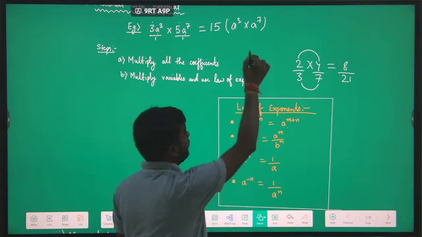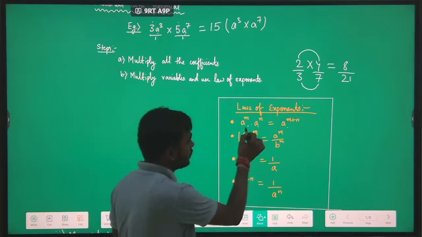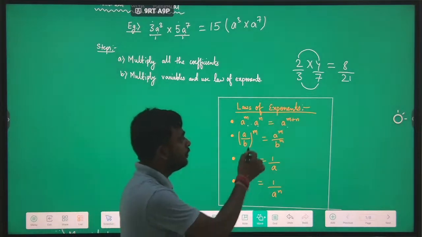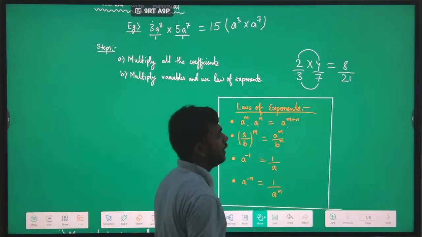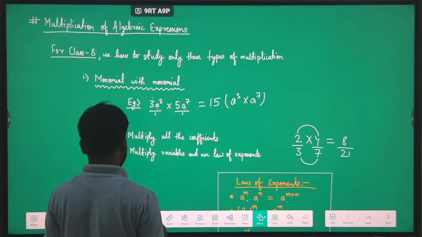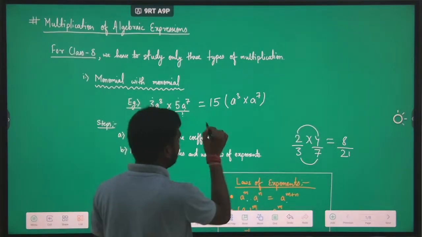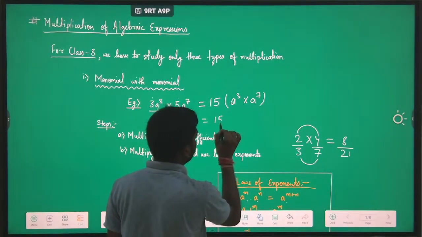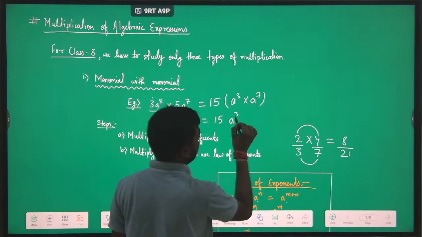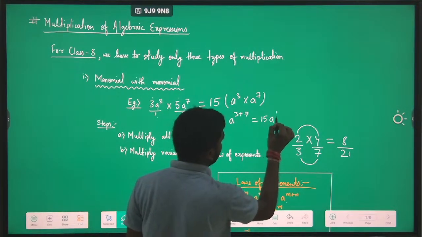For example, we are getting a to the power 3 into a to the power 7. So it is of this type, a to the power m into a to the power n. So what will we get? We will get a to the power m plus n. So here the value of this monomial multiplied with this monomial will be 15, the base will be the same and the powers will be added. 3 plus 7 will be 10. So it will be 15 a to the power 10.